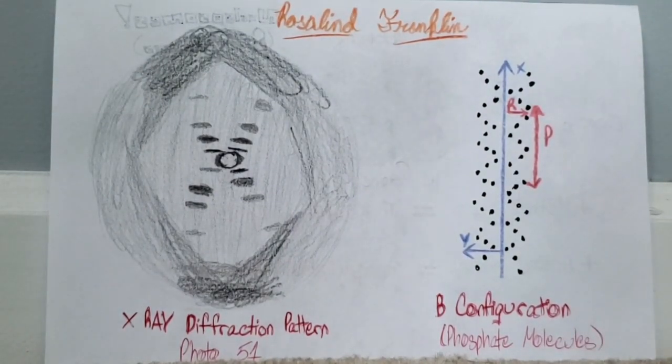While Watson and Crick ended up using her work without her permission, Rosalind Franklin is now universally recognized for her contribution to our present-day understanding of DNA.